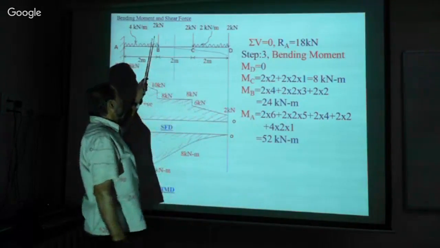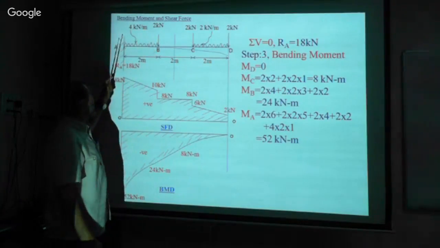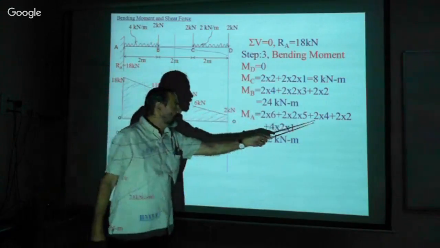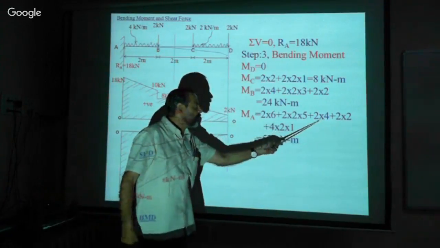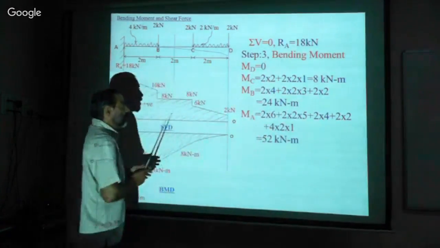And similarly, another force, that is 2 kilonewton. It is again creating clockwise moment with respect to A. Therefore, 2 into 2, it is 4 kilonewton. 2 into 2, it is 4 kilonewton. 2 into 2.